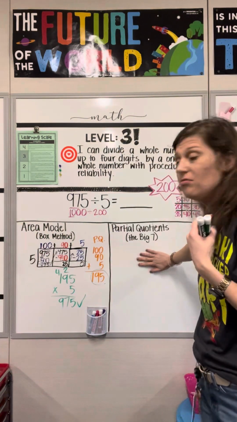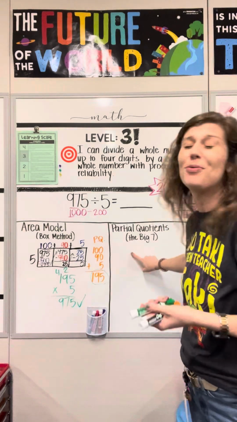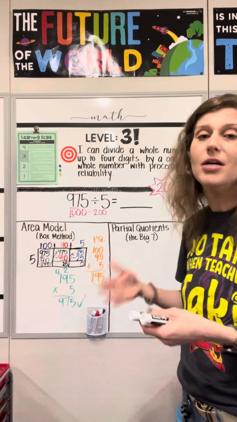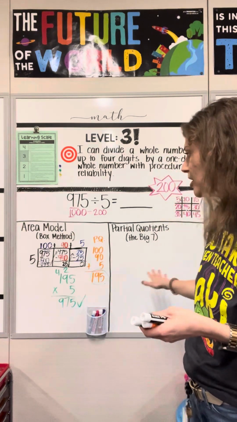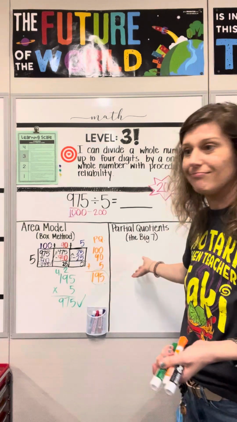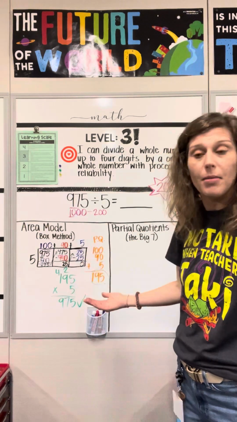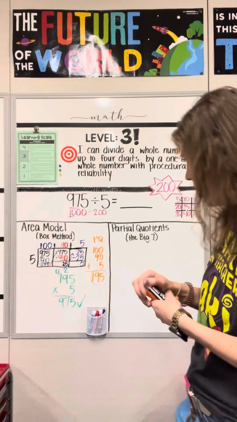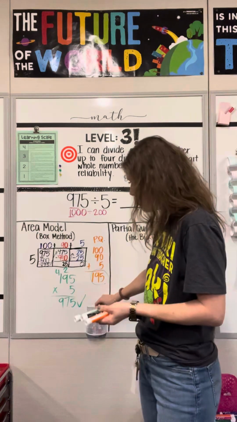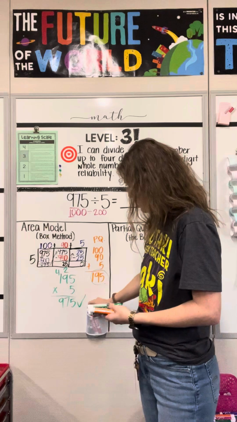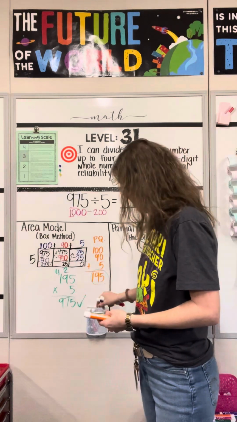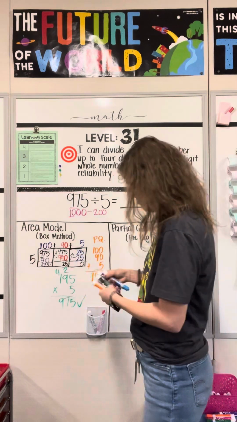I'm going to quickly go through the partial quotients way of doing the same problem, just so you can see how it matches and how partial quotients is essentially the same thing as the area model, just without drawing the box. So I'm going to try to keep these colors in the same order so you can see what matches with what, if I can.